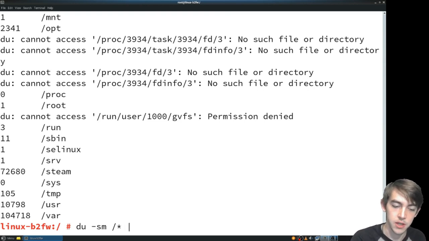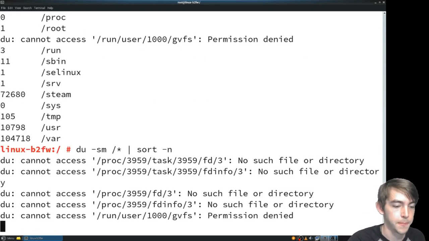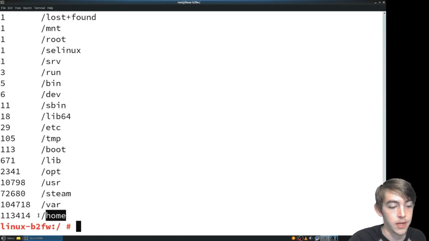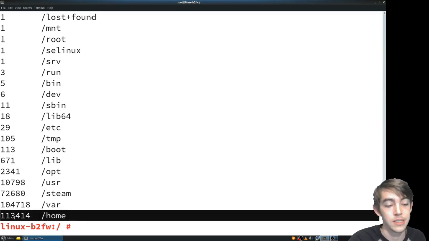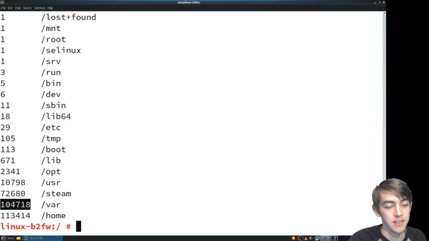But even so, I'm going to pipe this to sort -n, which stands for number. So sort on the number. And yeah, here we can see we have two really large directories. One is pretty normal to be this big, if I'm honest. This one, though, this is really abnormal.